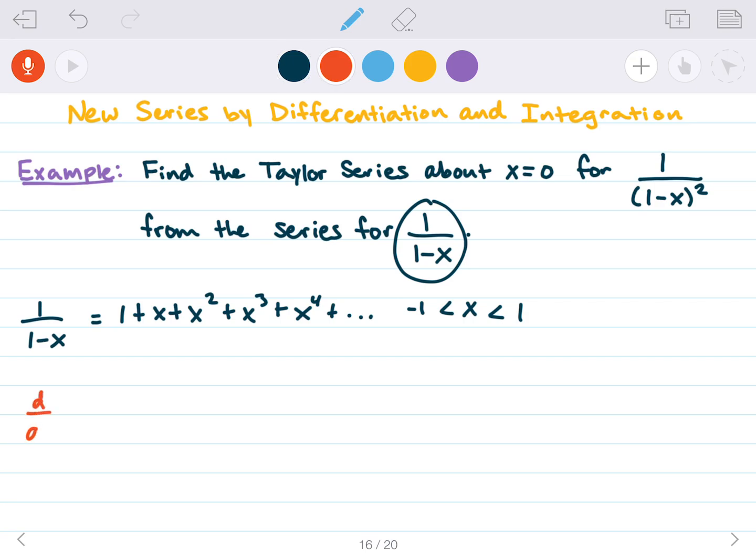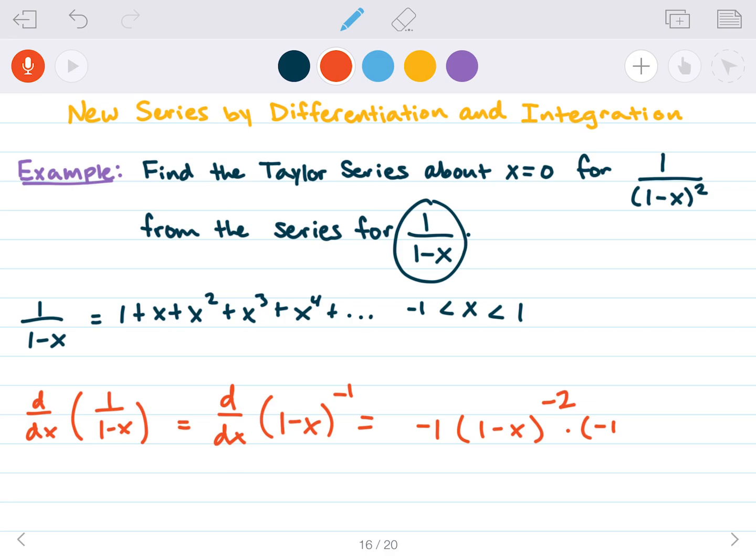It turns out that the derivative of 1 over 1 minus x, well, 1 over 1 minus x is the same thing as 1 minus x to the -1. And so the derivative of this is going to be -1 times 1 minus x to the -2 times the derivative of the inside, which is -1, and those negative ones make a positive. And notice that this is 1 over 1 minus x squared, right? So the derivative of 1 over 1 minus x is equal to this.